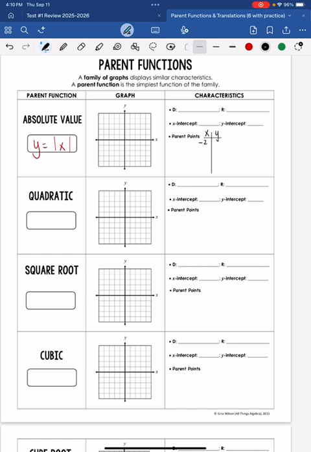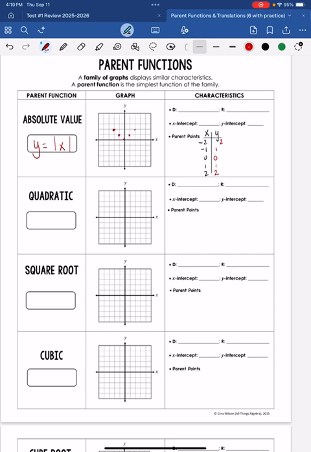I always pick the same 5 points: -2, -1, 0, 1, and 2. You can pick any points you want, but I feel like having a couple positives, a couple negatives, and 0 is always a good place to start. If you plug in -2, the absolute value of -2 is 2, the absolute value of -1 is 1, the absolute value of 0 is 0, the absolute value of 1 is 1, and the absolute value of 2 is 2. I'm going to plot these points: (-2, 2), (-1, 1), (0, 0), (1, 1), (2, 2).